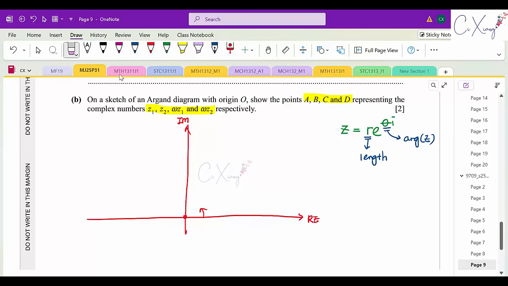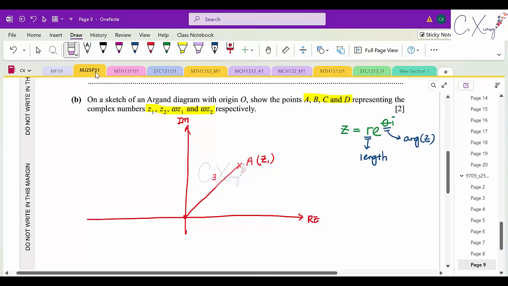So maybe I just sketch it, but by right you should know that this angle is pi over 4. And then when you draw the length here, the length is 3 units. That's the meaning for Z1. It is point A and Z1. Pi over 4 is 45 degrees, so you measure it and then draw the length 3 units.